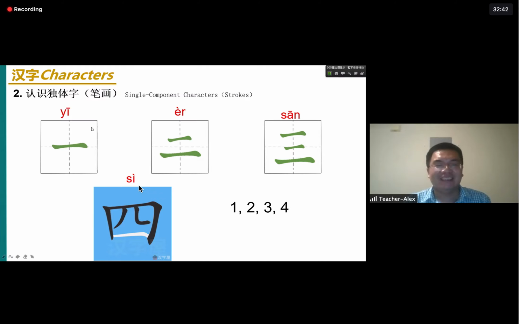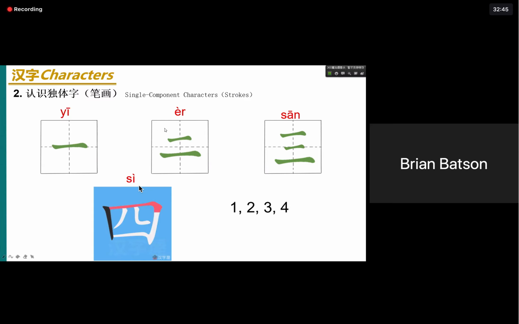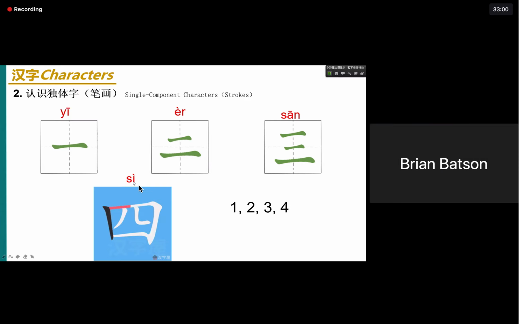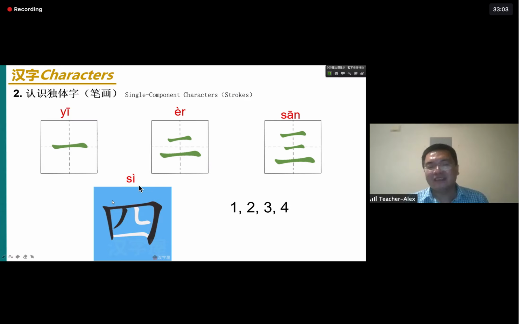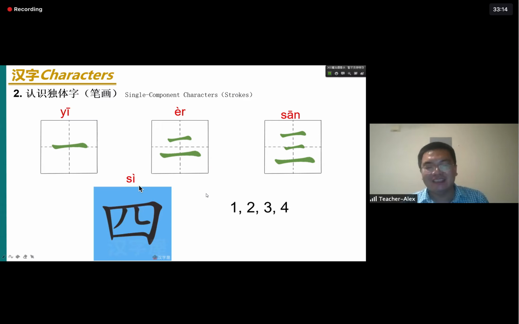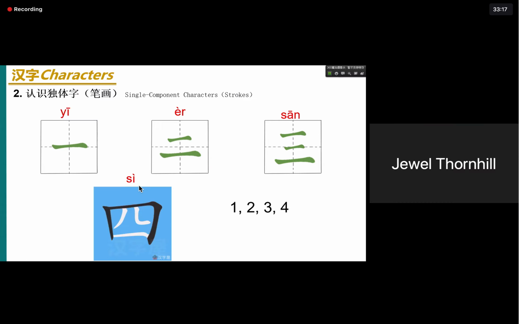Next volunteer. 一, 二, 三, 四. Last one, 四, 四. It's like the sound si. Okay, very good. Okay, next one. Find one more student. 一, 二, 三, 四. Okay, very good.